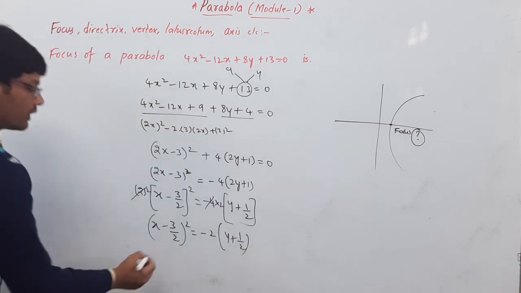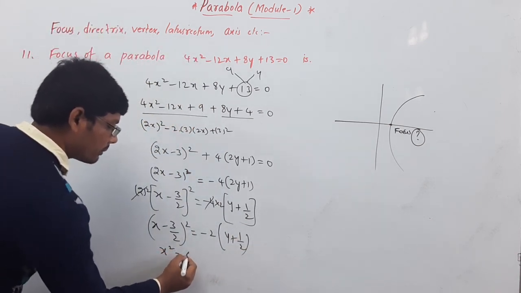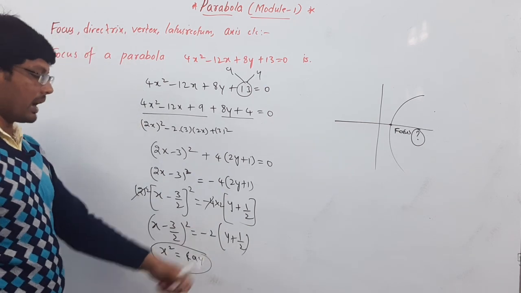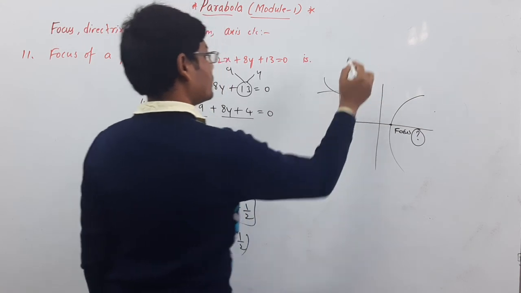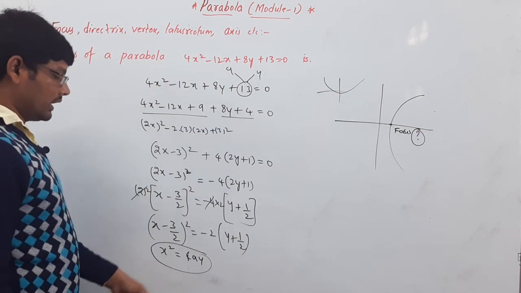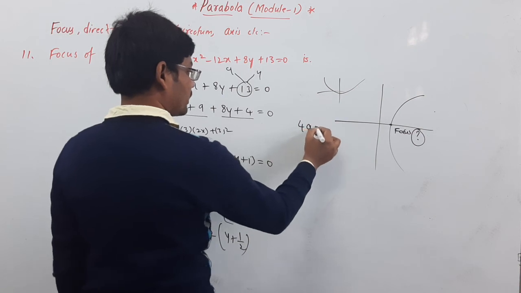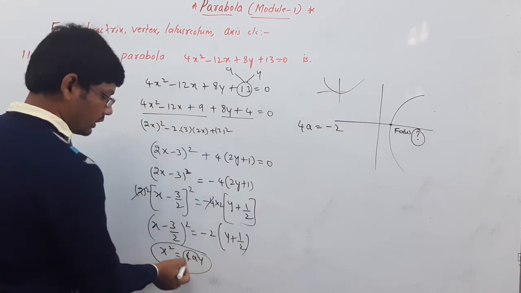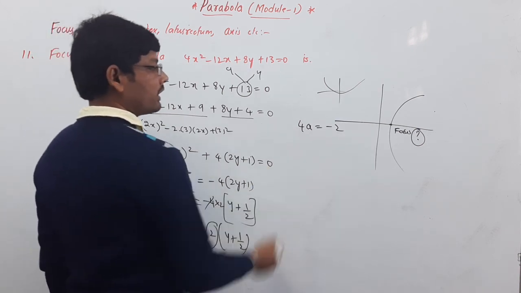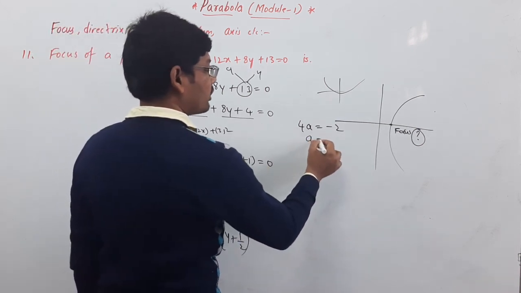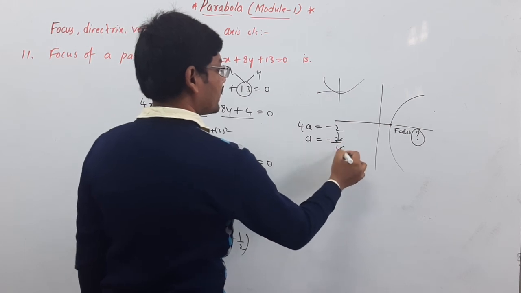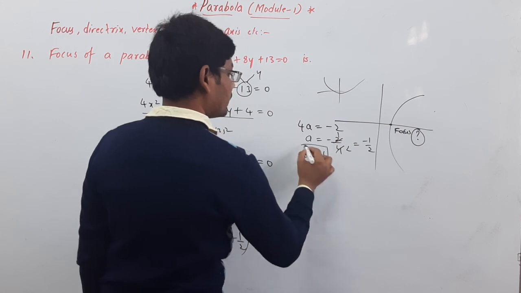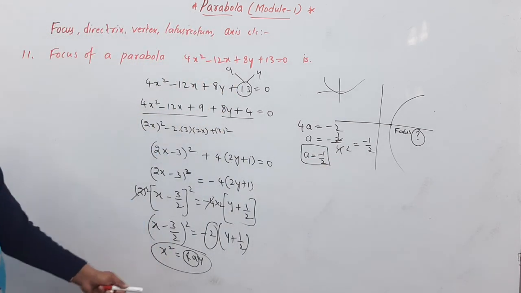This is in the form of x square is equal to minus 4ax parabola. Here 4a is equal to minus 2. If you compare this, 4a is equal to minus 2, so a is equal to minus 2 by 4, that is a is equal to minus 1 by 2. So the value is a is equal to 1 by 2 in magnitude.